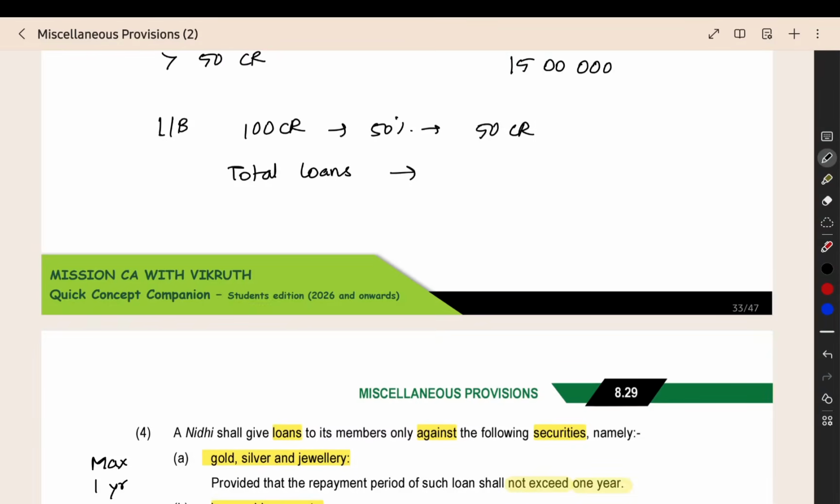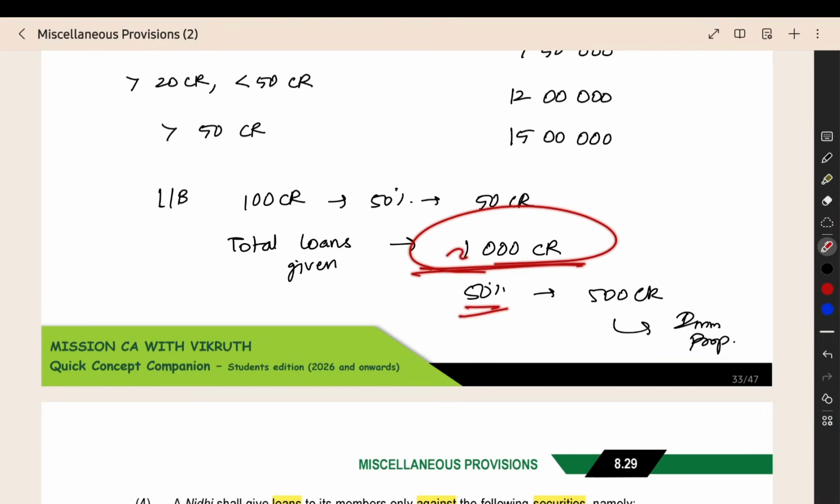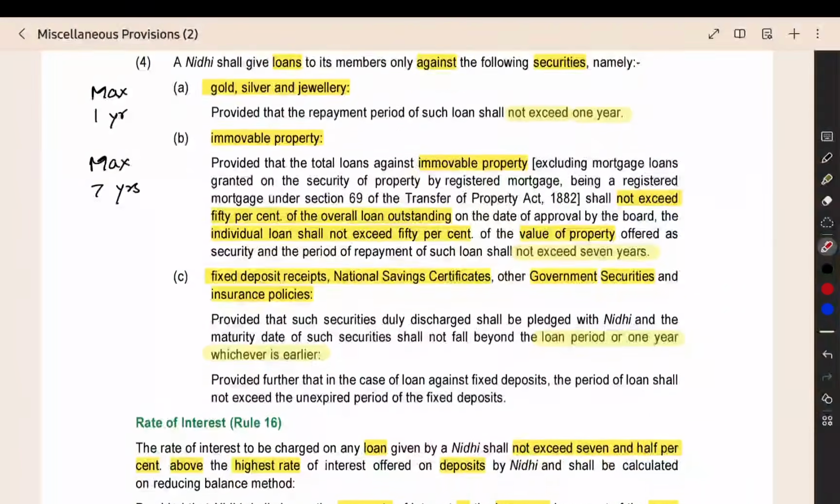For different time periods based on different securities, we have the total loan outstanding of 1000 crore. In that, only 50%, up to 500 crore, you can give as a loan based on the security of immovable property. So, immovable property you can take as security and give a loan, but only a maximum of 50% of the total loans outstanding. That also they have given.